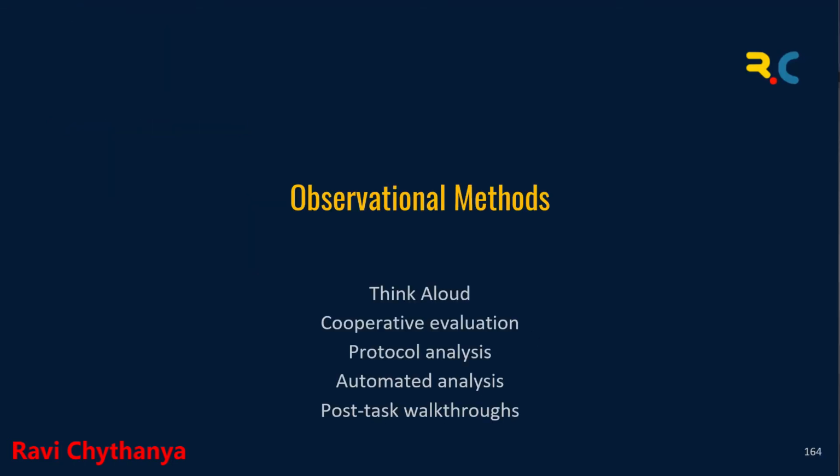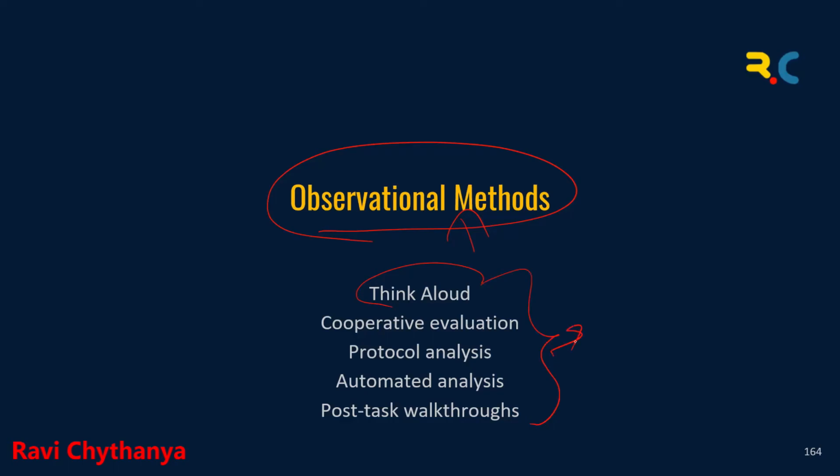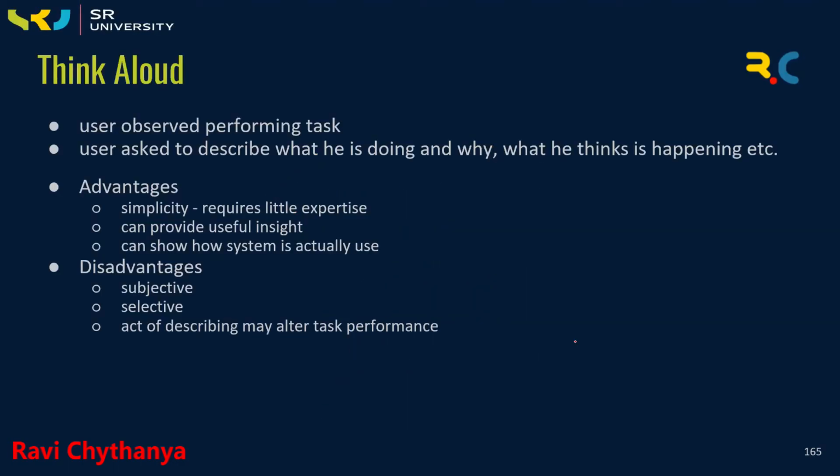Okay, next we are going to discuss the observational methods. We are going to call this the classification of the evaluation. The classification is think aloud, cooperative evaluation, protocol analysis, automated analysis, and post-task walkthroughs. And we are going to learn about these 5 types of classifications of the evaluation.